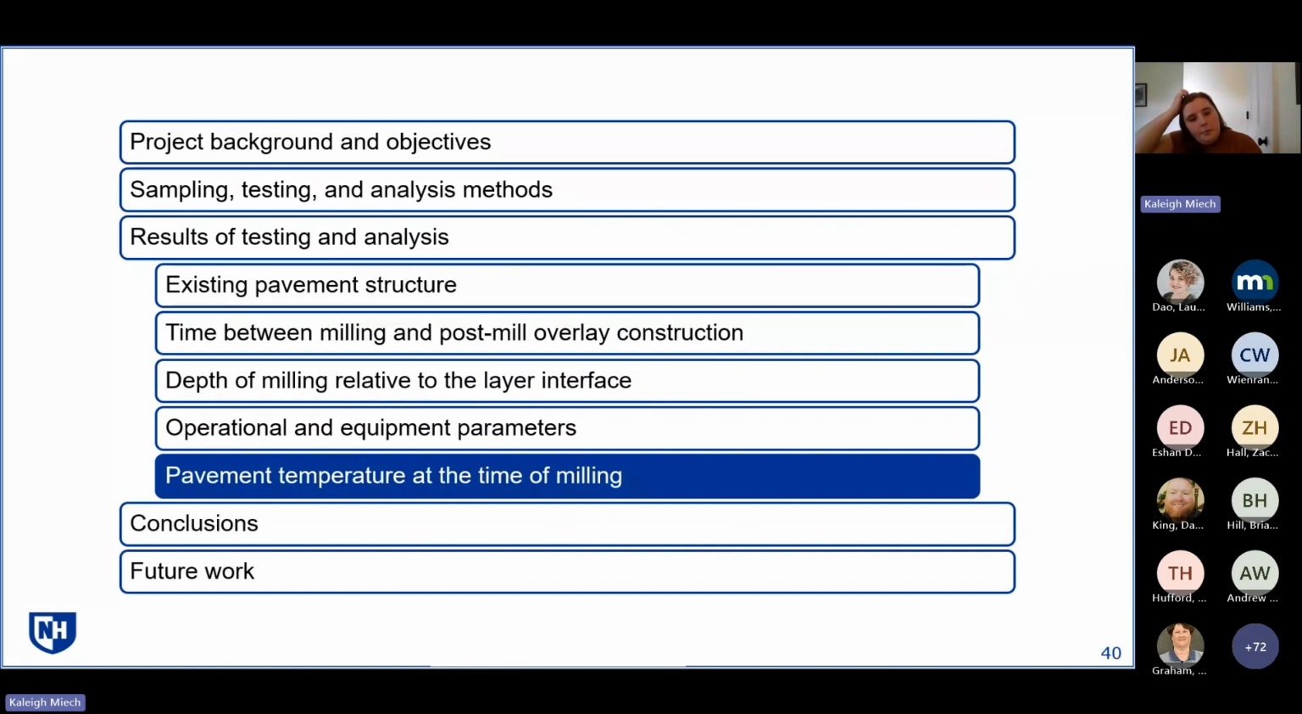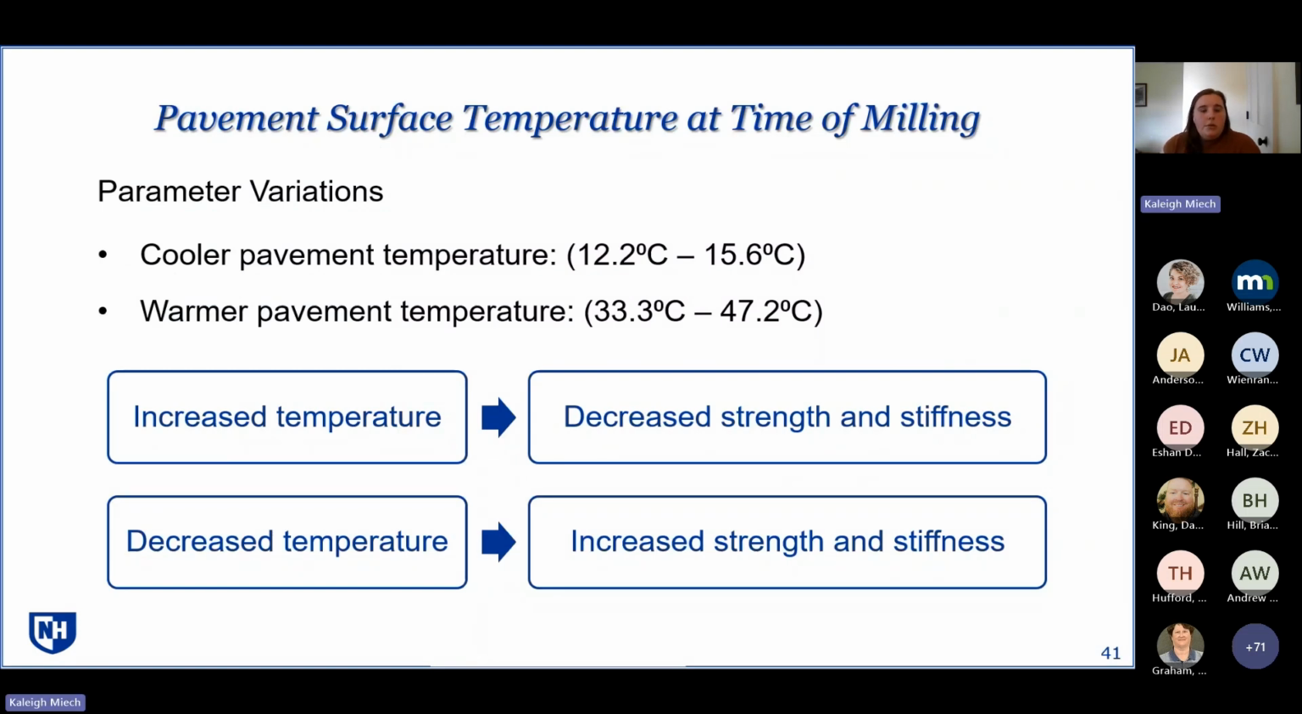And the last parameter that we evaluated was the pavement temperature at the time of milling. So we evaluated a cooler pavement temperature, where the pavement temperature at the time of milling ranged from 12 degrees Celsius to 15 degrees Celsius. And then we also evaluated it at a warmer pavement temperature, which ranged from 33 to 47 degrees Celsius. So with an increase in pavement temperature, there is a decreased strength and stiffness. And with a decrease in temperature of the asphalt, there is increased strength and stiffness.